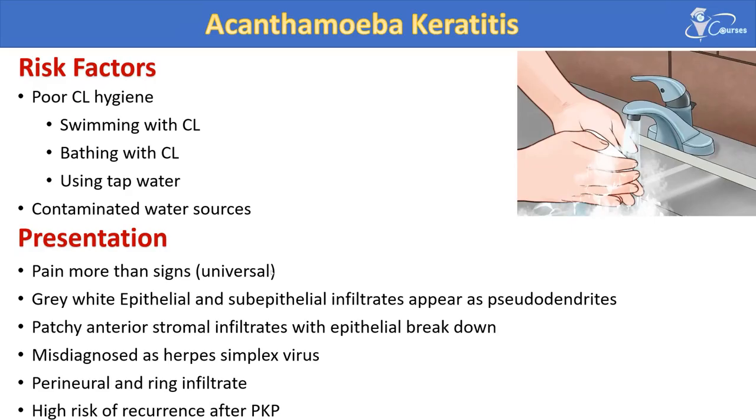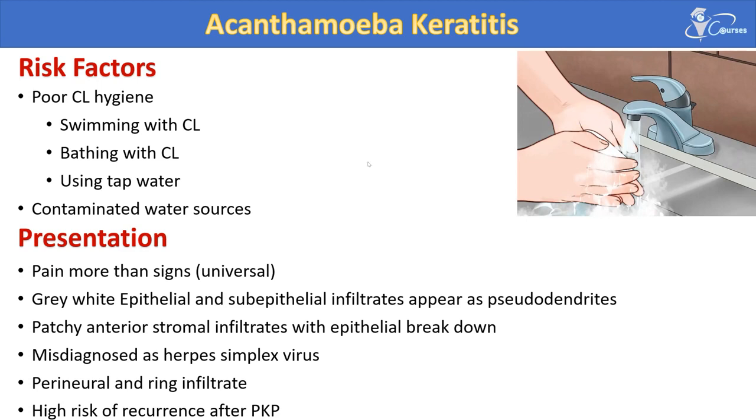Also, the problem with acanthamoeba is not only that the disease is difficult to treat and takes a long duration of treatment, but it also shows a high tendency to recur after penetrating keratoplasty. If there are remnant deep cysts embedded within the stroma, and you just remove the graft and put another graft, but there are still some cysts in the recipient, they will tend to recur in the graft, with about 30% incidence of recurrence.